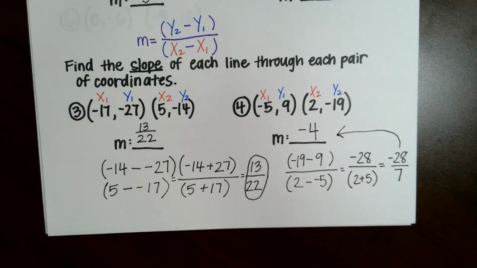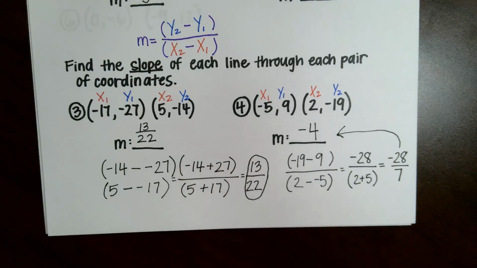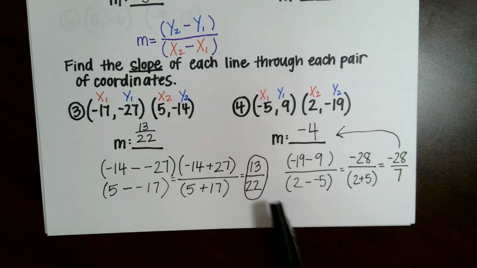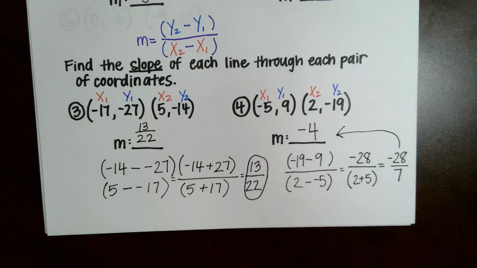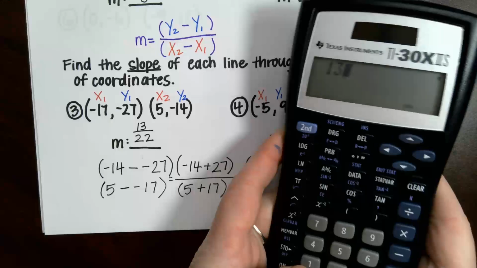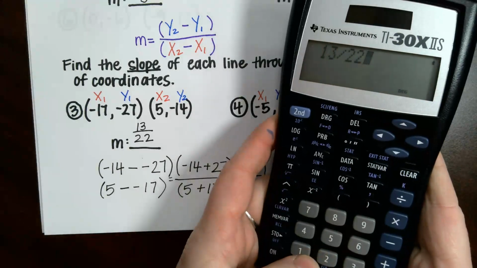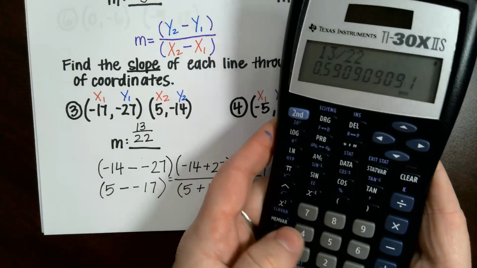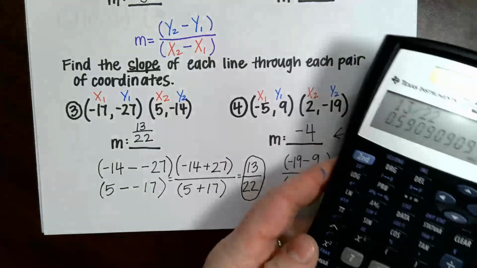And just so we all feel good about it, let's look at number 3 again. I got 13 over 22 as my slope. How could I check to make sure that this is simplified? Is there a way I could check? Yeah, first we could try 13 divided by 22. Let's see. It's point something, 0.590. Okay, so we know that that's not going to become a whole number there.